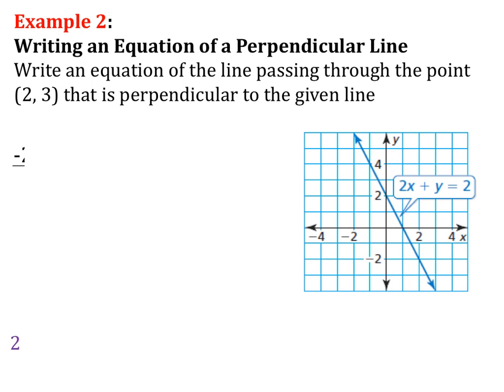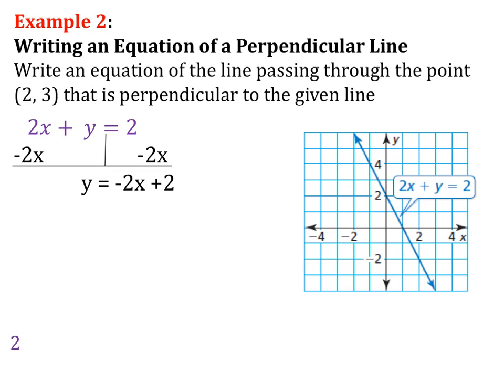Alright, so let's take a look at this example, writing an equation of a perpendicular line. So we want to write an equation of the line passing through the point 2, 3 that is perpendicular to the given line. Alright, so here's our given line. It's in standard form. So let's consider in standard form, in order to identify the slope, we would need to move some things around. So we'll subtract that 2x from both sides, get it into slope-intercept form. That will allow us to identify the slope.